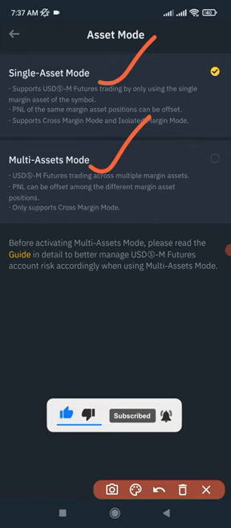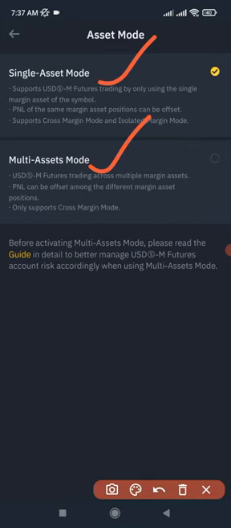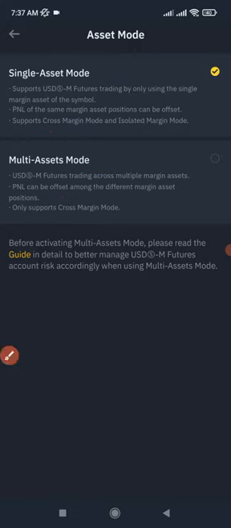So I can open a position for BTC USDT. I can open another position for Ethereum BUSD. I can open another position, just vice versa. You have USDT in your account, but you can trade any pair with BUSD and any pair with USDT. That is if you are using the multi-asset mode. Okay, remember that on Binance, the two most important stable coins are BUSD and USDT.